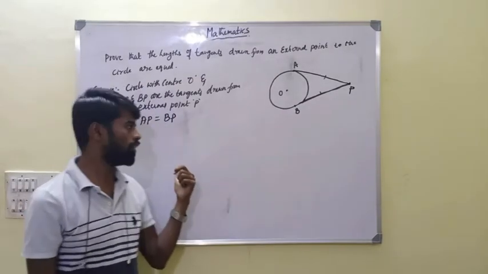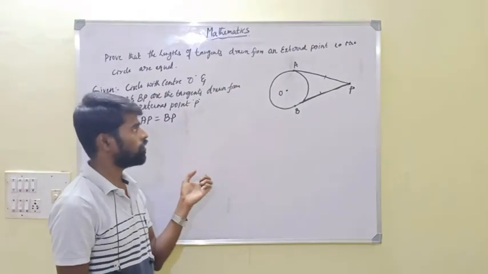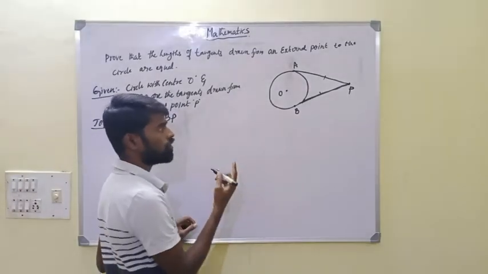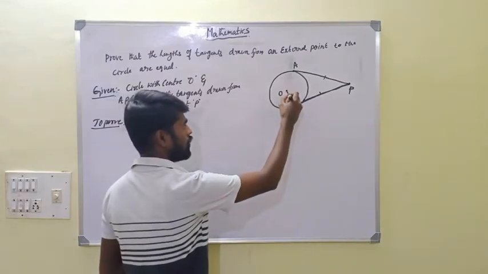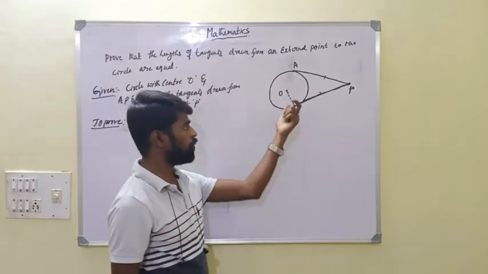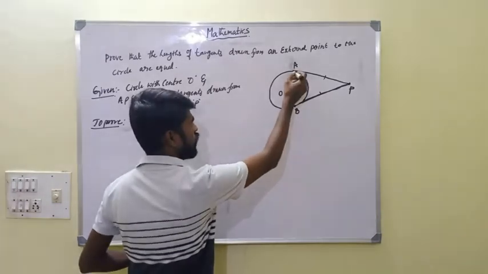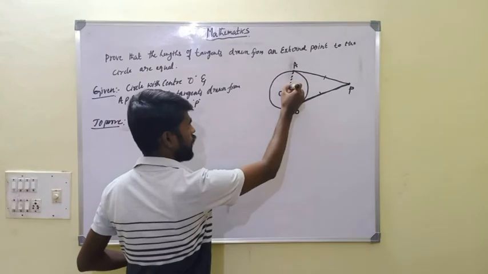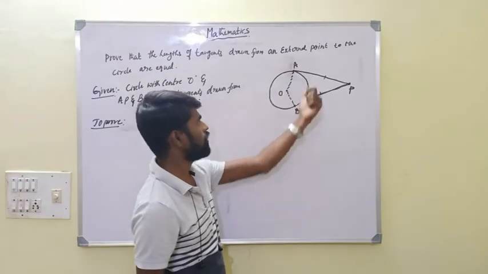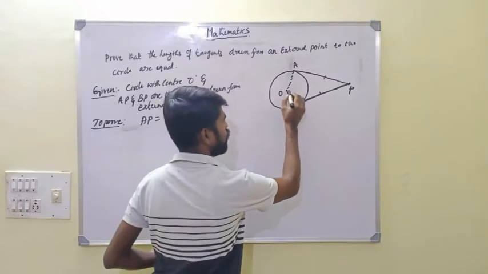To prove this, the given data is not sufficient. So for that we take some more data. For that I am going to construct, or join, O and B. OB becomes a radius of the circle with center O. Similarly, join OA. Again, OA also becomes a radius of the same circle with center O. And join OP.